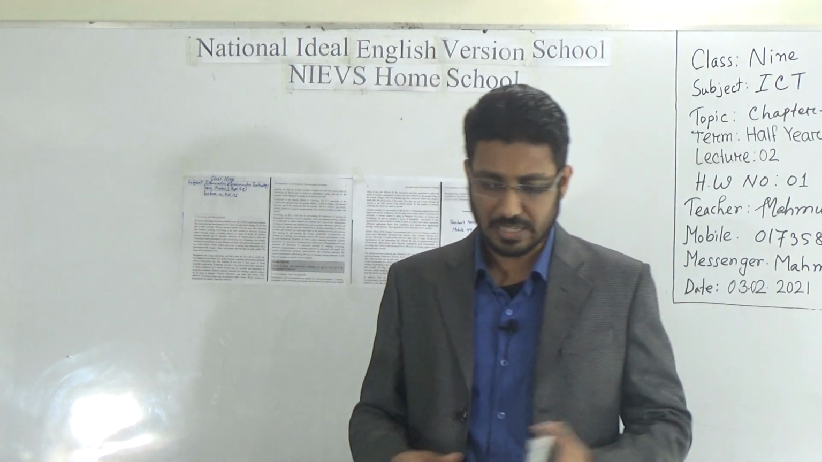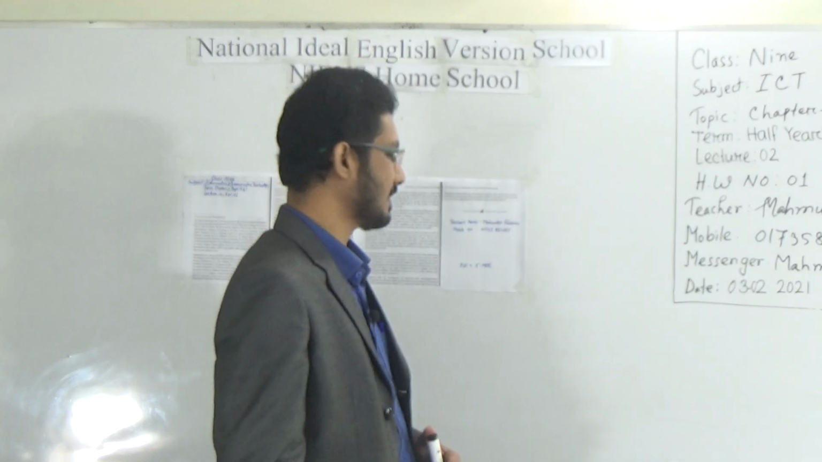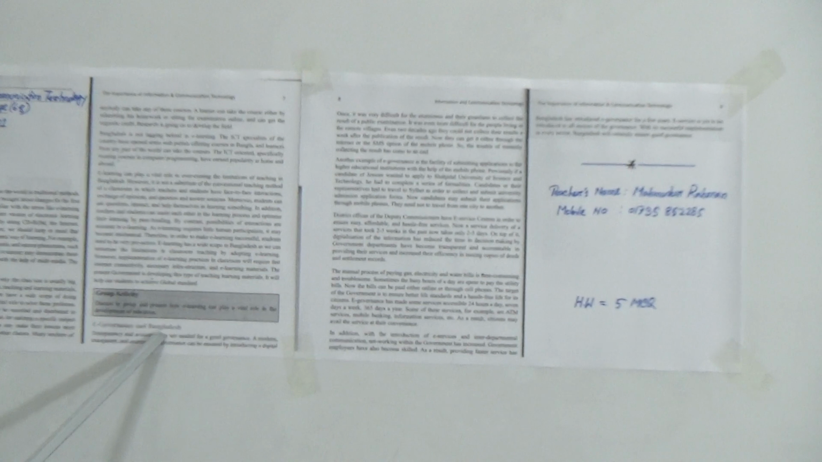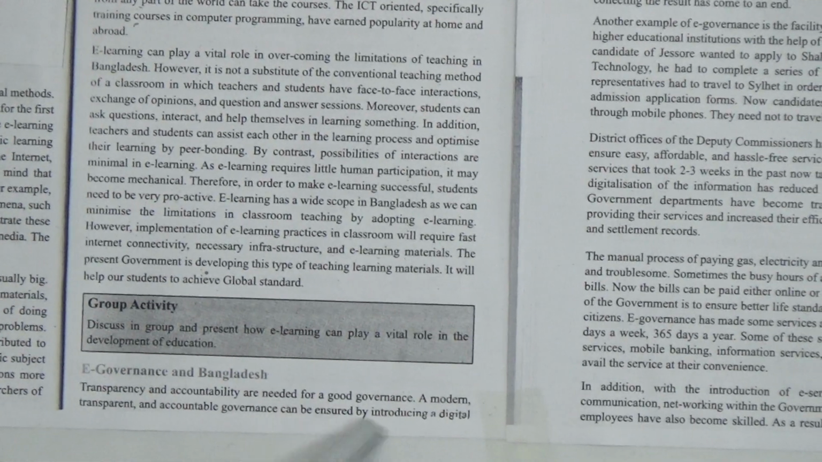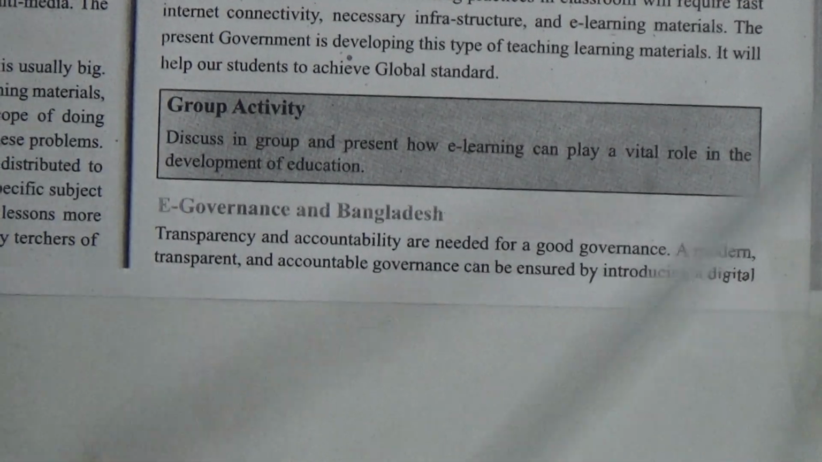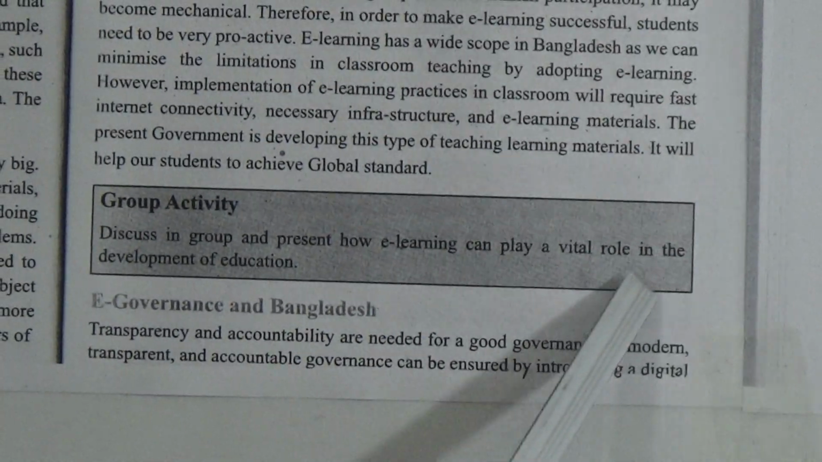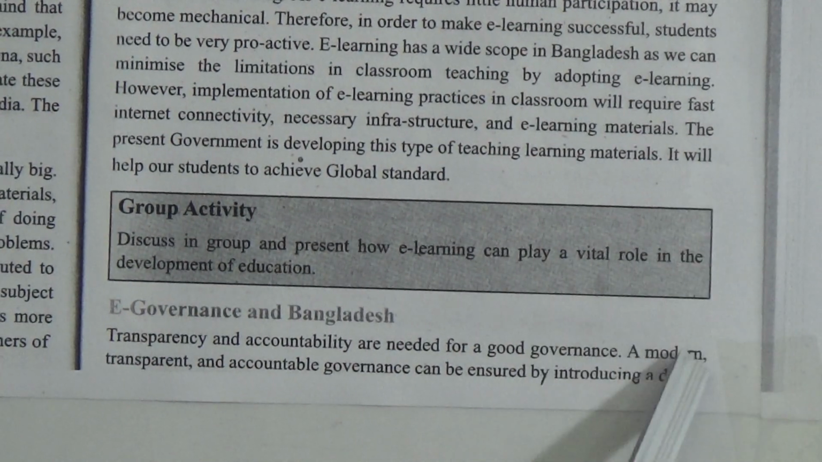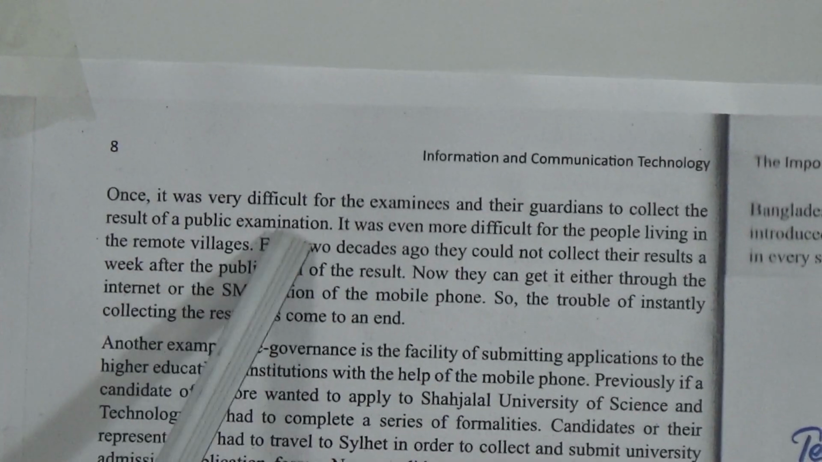Okay. Now the next topic of today's class is e-governance. E-governance in Bangladesh. Transparency and accountability are needed for a good governance. A modern, transparent and accountable governance can be ensured by introducing a digitalized country.